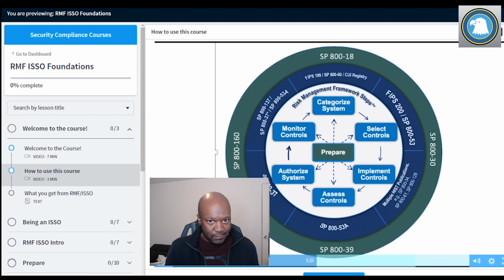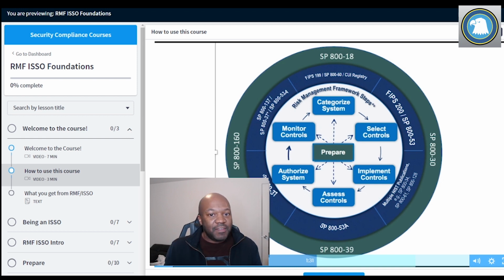Implementation is just what it says. That's exactly the meaning of implementing controls. In that step, you're going to implement those security controls. You're going to install multi-factor authentication, if the selection of the controls calls for that. You're going to make sure that there's physical security there. You're going to make sure that there are audit logs there, if the controls call for that.